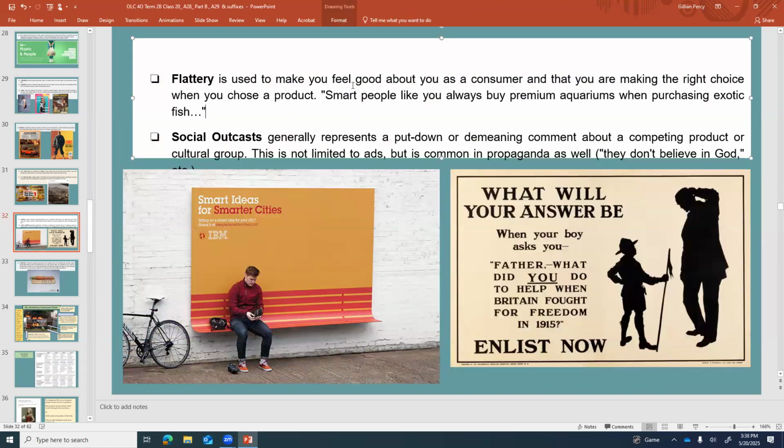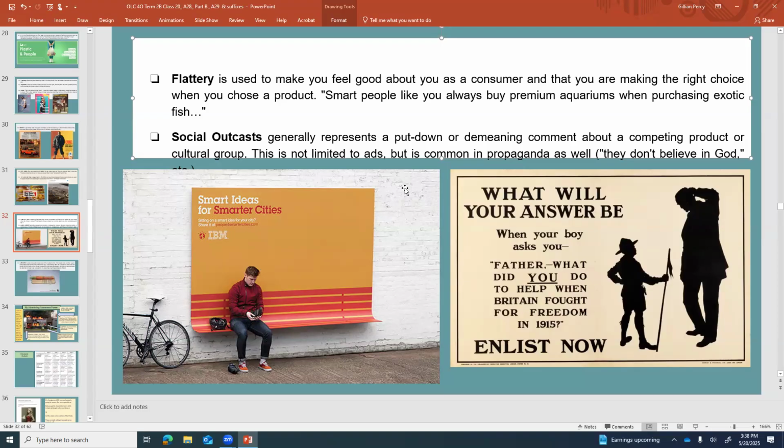Flattery. Flattery is when you pick a product that will make you feel good about yourself as a consumer, and that you're making the right choice when you're choosing that product. Like, smart people like you always buy premium aquariums when purchasing exotic fish. And here's almost exactly the same idea. Smart ideas for smarter cities.